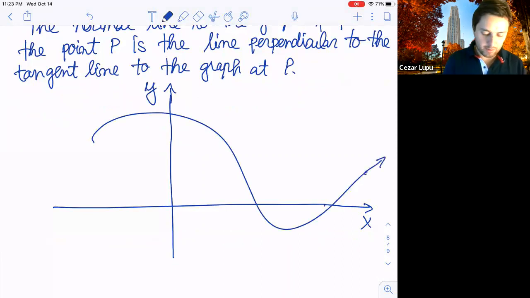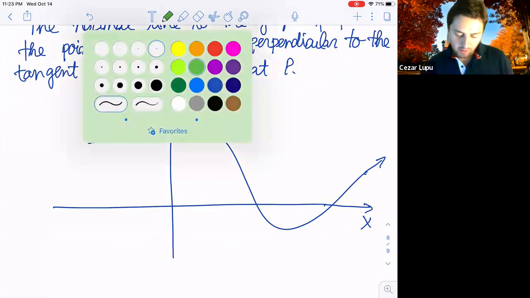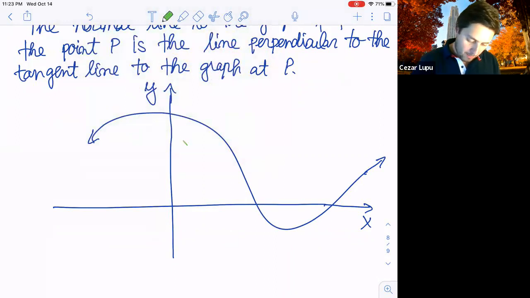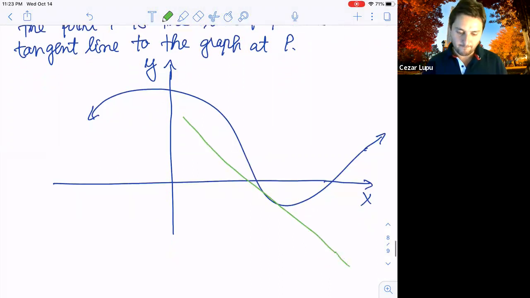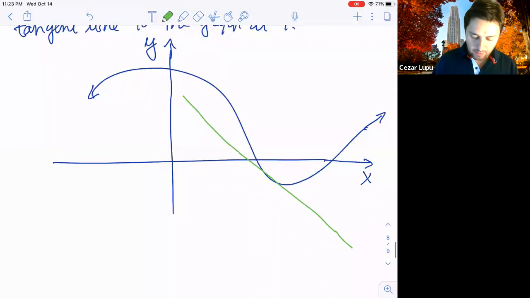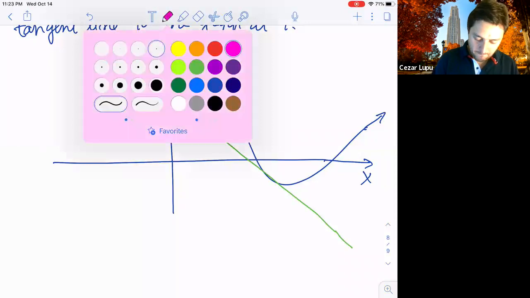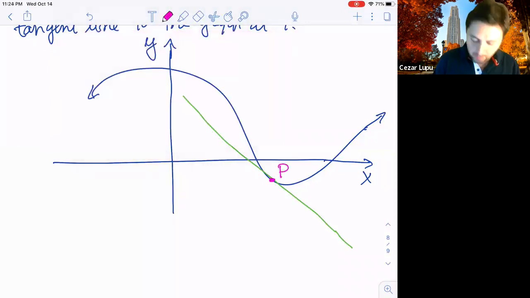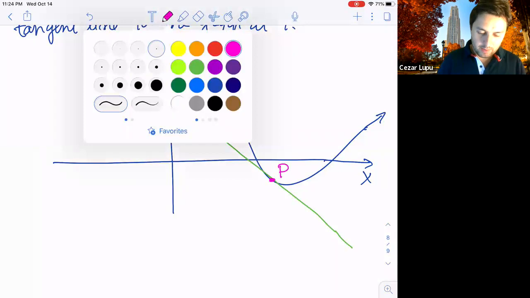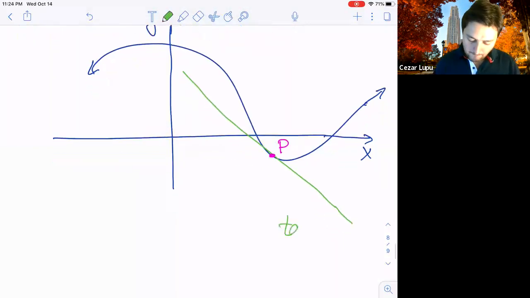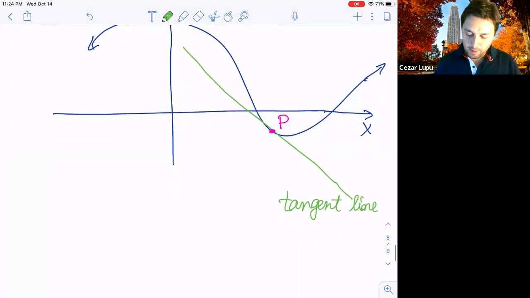Okay, so this is the graph of f, let's say. And now let's just say I have this tangent line. Let me draw the tangent line first. So this would be something like this. This is the tangent line. And let's just say here I have the point P. So this is my point P. And we say that this guy here is the tangent line at the point P, right?